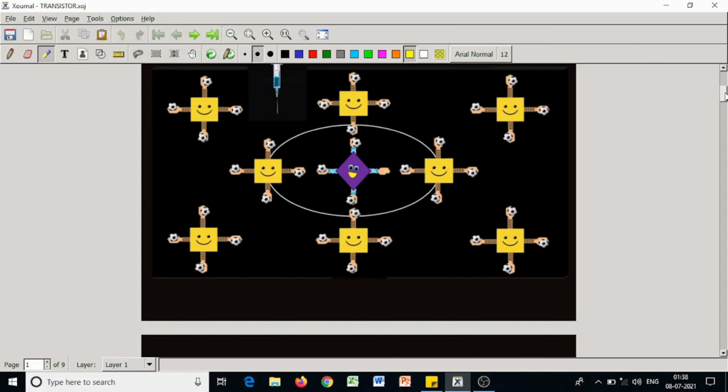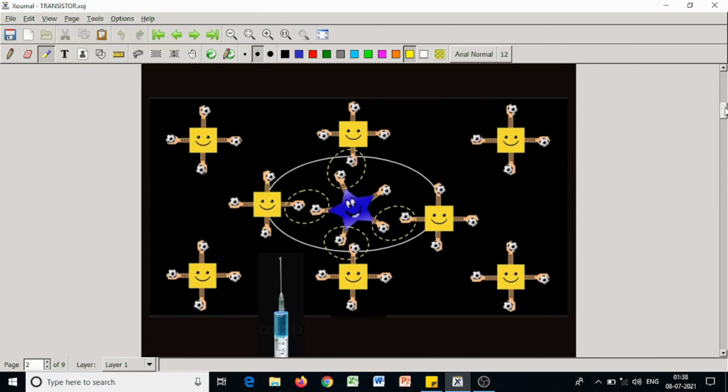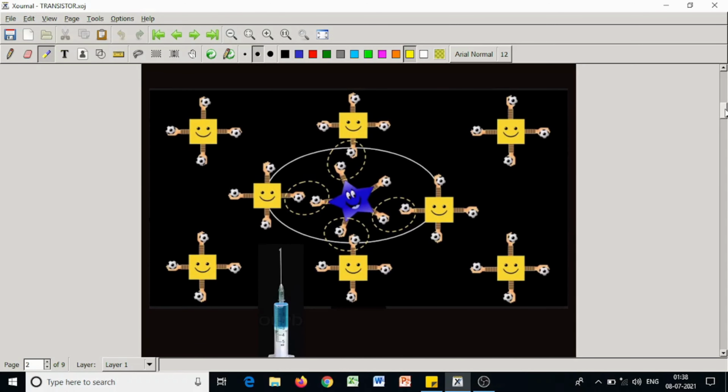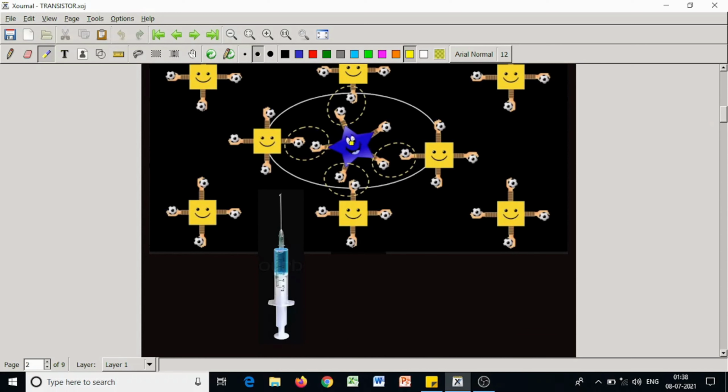Instead, if we dope a pentavalent element like arsenic, then the 5th electron, which is free, is negative, and it is called an N-type semiconductor.